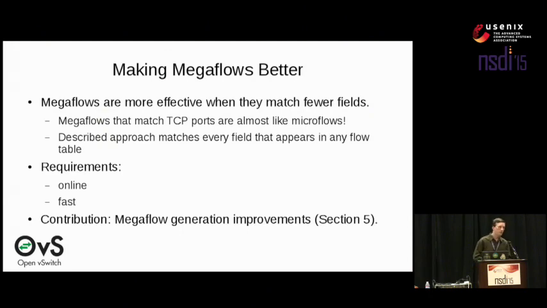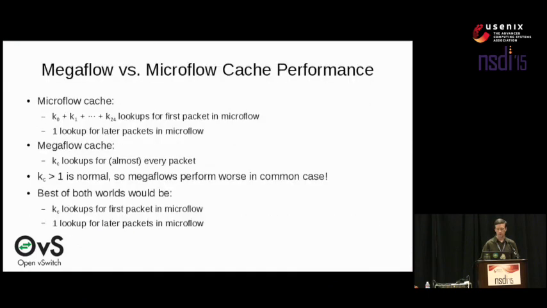So here's a summary. With the Microflow Cache, the first packet in a Microflow requires lots of lookups, but later packets, only one lookup. On the other hand, for the Megaflow Cache, we have a larger than one number of lookups for almost every packet. That means that the Megaflows actually perform worse in the common case that the Microflow Cache optimized for well. And it would be better if we could get the best of both worlds by doing a small number of lookups for the first packet in a Microflow and just one for later packets.